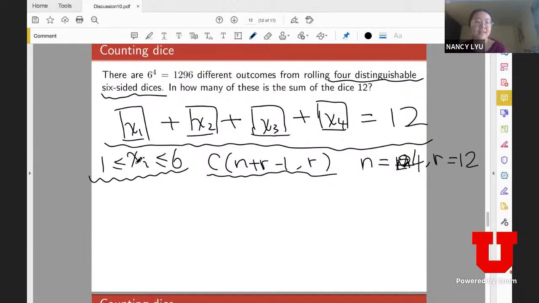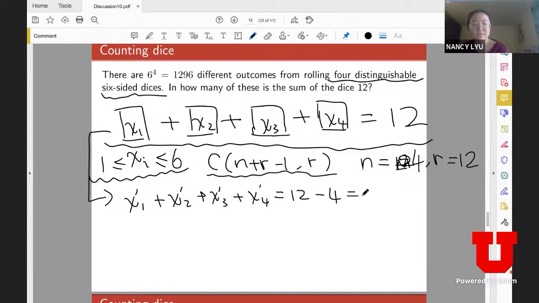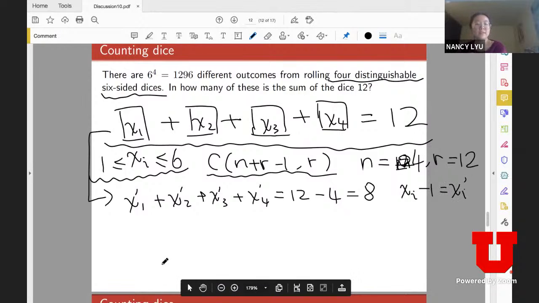Since we know that your xi has to be greater than or equal to 1, which means all these x's have to be at least 1, we can come to the equation that we have x prime, where your xi minus 1 is equal to xi prime. Does this make sense?